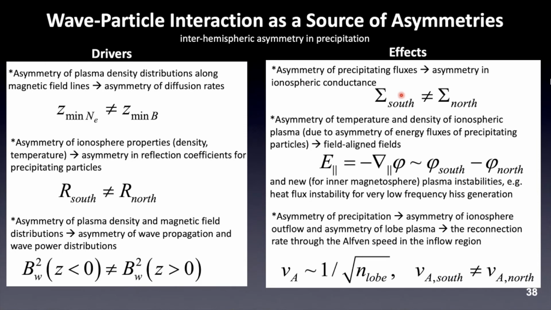Will directly drive an asymmetry in the conductance model. And the second, asymmetry in the precipitation and ionospheric temperature will result in a field-aligned electric field. And actually, this electric field will drive new instabilities in the background plasma and give rise to additional wave generation in the inner magnetosphere. This kind of coupling process has never been looked at carefully. That's what we can do with the capability here.